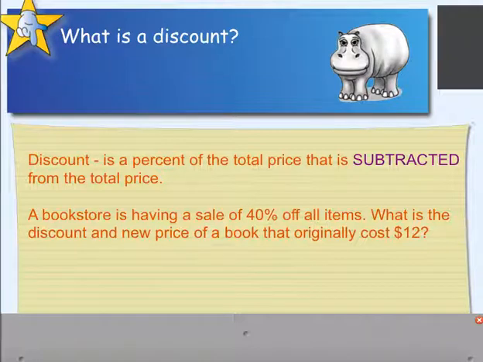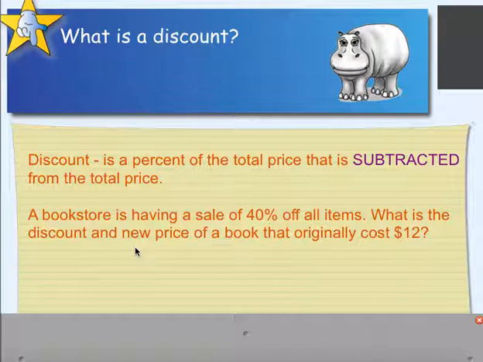Now, we have a couple different things that we often use in real life to talk about these increases and decreases. A discount is a percent of the total price that is subtracted from the total price. This is a percent decrease. So in this case, a bookstore is having a sale of 40% off all items. What's the discount and new price of a book that originally cost $12?